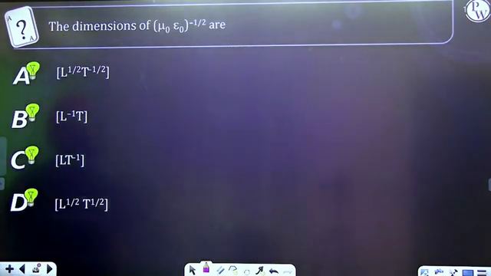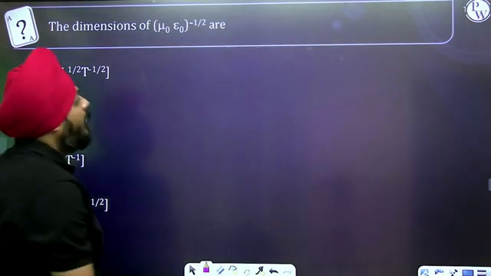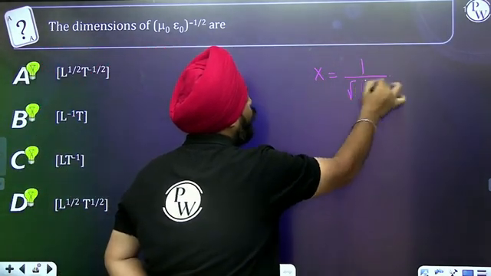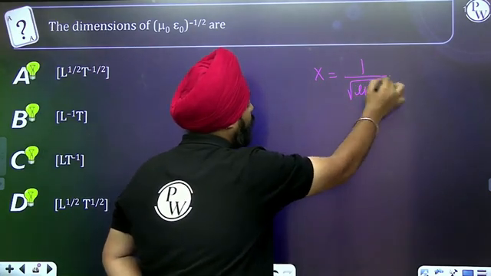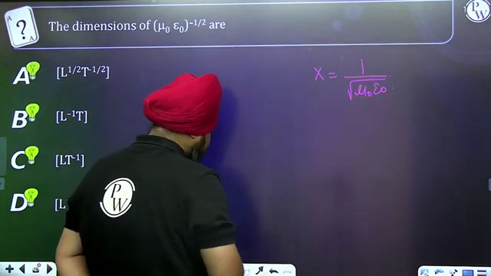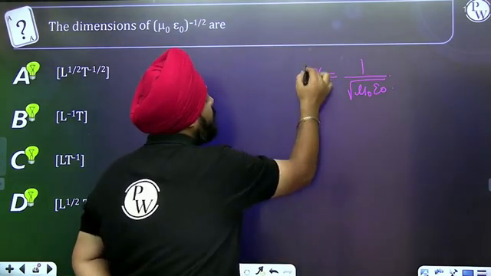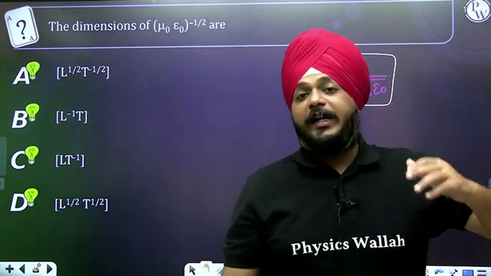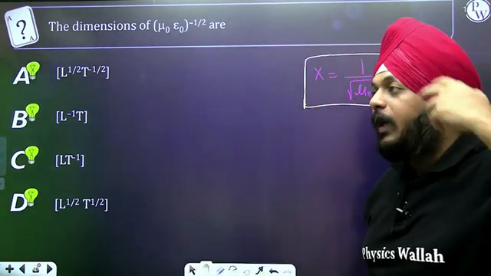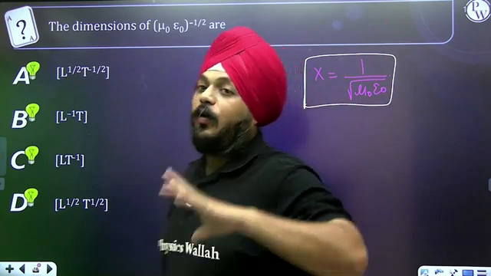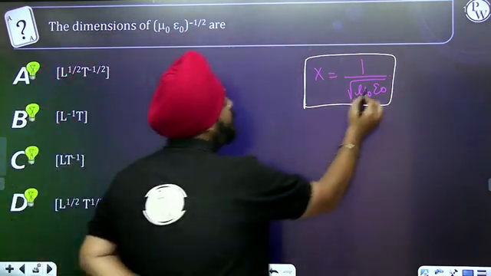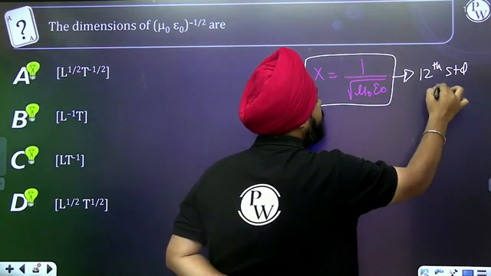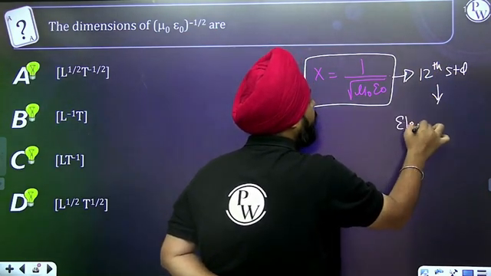Now what is the dimensional formula of this physical quantity? 1 by under root of mu naught epsilon naught. This actually defines the speed of light. This formula we are going to use in the 12th chapter of 12th standard, which is named electromagnetic waves.